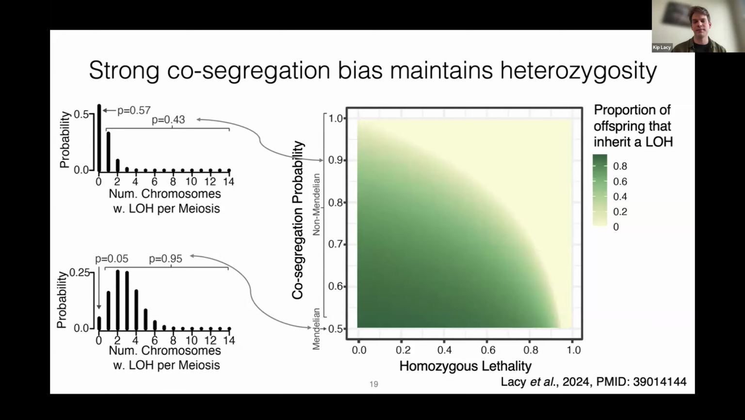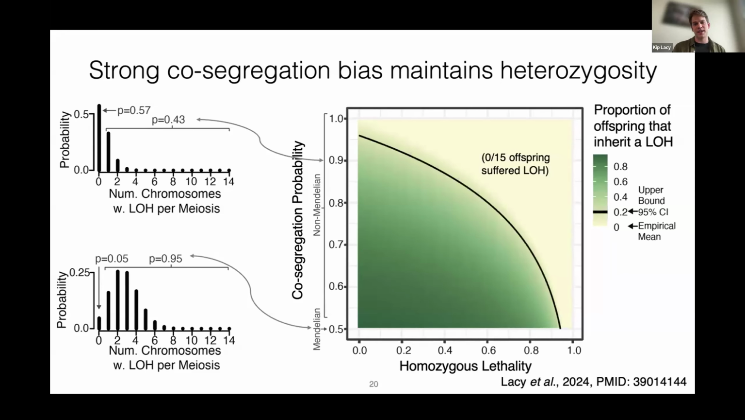to model the proportion of offspring that inherit loss of heterozygosity, with green values being high proportions and yellow values being low proportions. In total, in this study, I sequenced 15 offspring whole genomes, and none of them inherited a loss of heterozygosity on any of their chromosomes, which, if you do the 95% confidence interval, allows you to say that basically the only realistic parameter values fall above this black line, meaning that you either need very high homozygous lethality or very high non-Mendelian co-segregation or some combination.